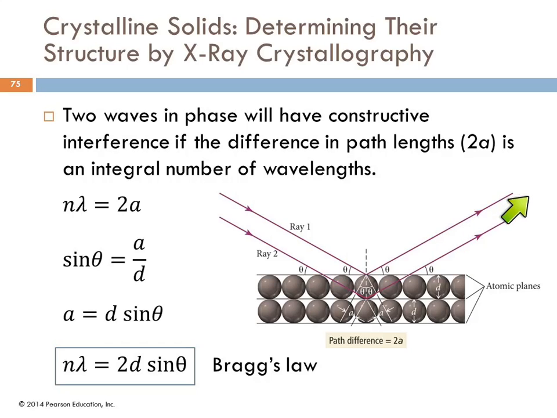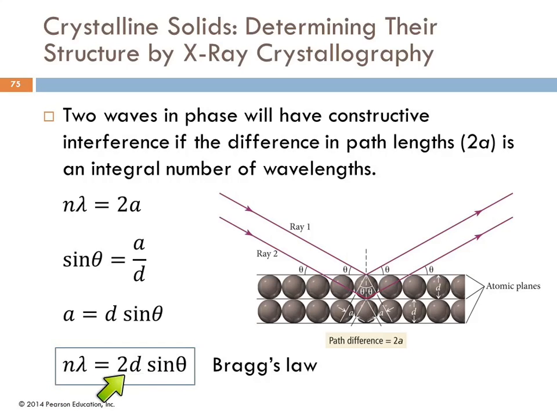So we can look at these waves when they come out. If the difference in path lengths is an integral number of wavelengths, then they will still be in phase when they come out, and we'll see constructive interference. And so how does that work? Well, if this goes an extra one wavelength here and one wavelength here, they'll still be lined up when they come out. If this goes 0.3 wavelengths and 0.3, when they come out, they won't be in phase anymore. And so n is just some integer number.